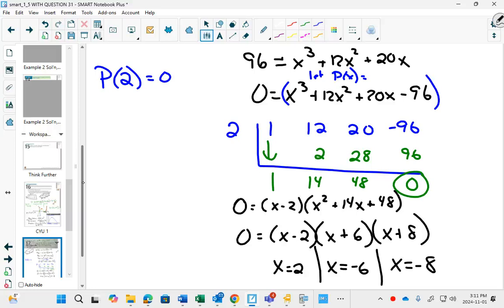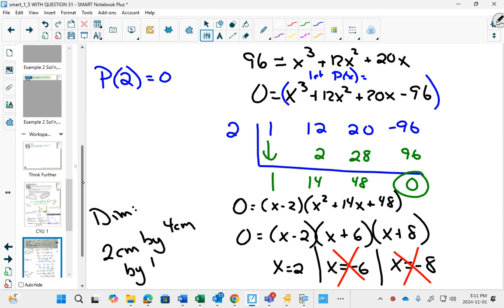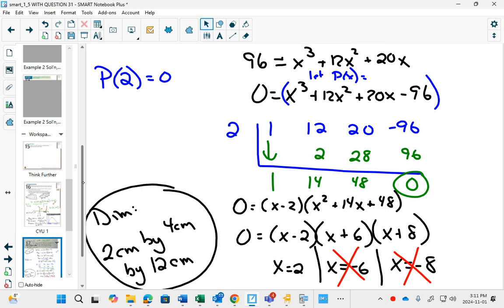Wait a minute. What did x stand for? The x was the height of the box. So this answer and this answer actually make no sense in the real world. So the answer is only x equals 2. And your dimensions are 2 centimeters by 4 centimeters by 12 centimeters. And that would get you your full 5 out of 5.